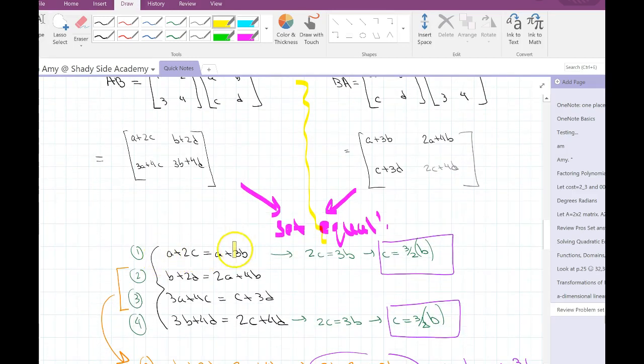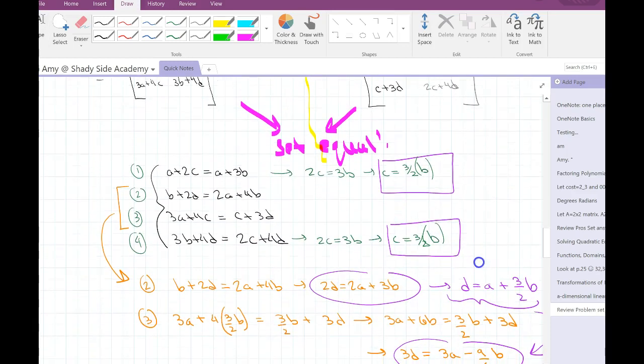A plus 2C equals A plus 3B. Check. B plus 2D equals 2A plus 4B. Okay. 3A plus 4C equals C plus 3D. 3B plus 4D equals 2C. Okay, check. Just like you, do you see how equation 1 and equation 4 are the same? So then I took equation 2 and 3 in orange.